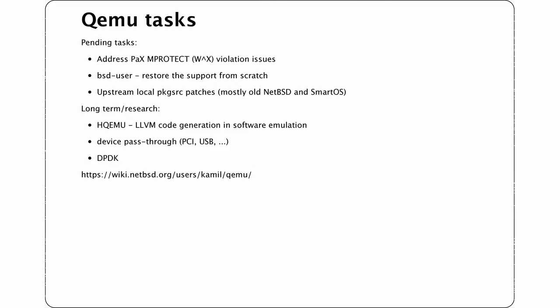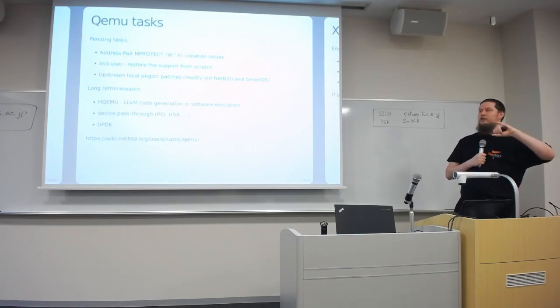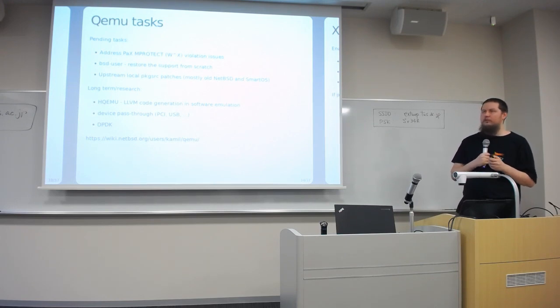From future plans, for QEMU tasks, I'm the NetBSD maintainer there. We plan to clean up the state with relation to ports and project hardening. This means that QEMU is using JIT code, so we need to modify the JIT generator or compiler to be aware of our hardening. We want to resurrect BSD user support. BSD user is a special mode in QEMU. It means that on top of a regular operating system, you can execute one single application using QEMU features, and it's emulating the host environment.